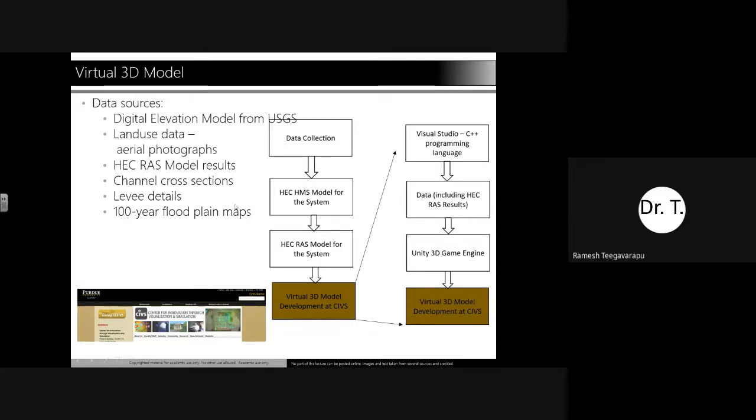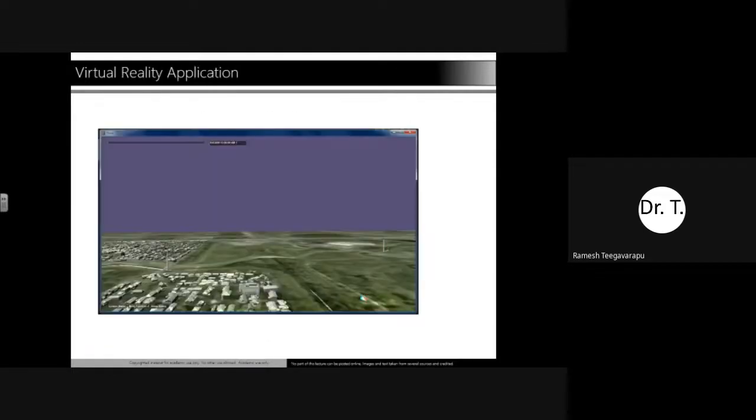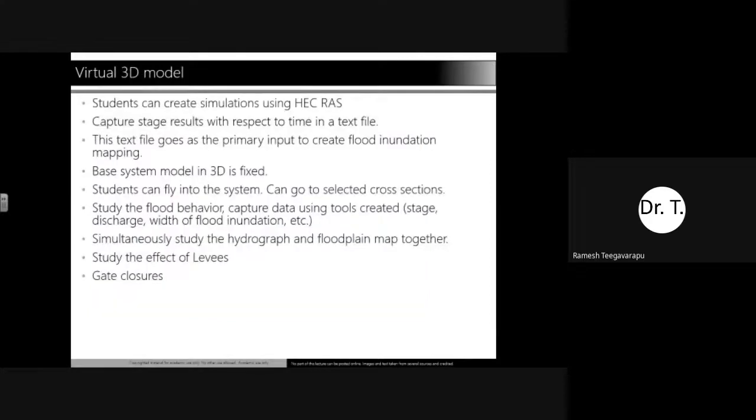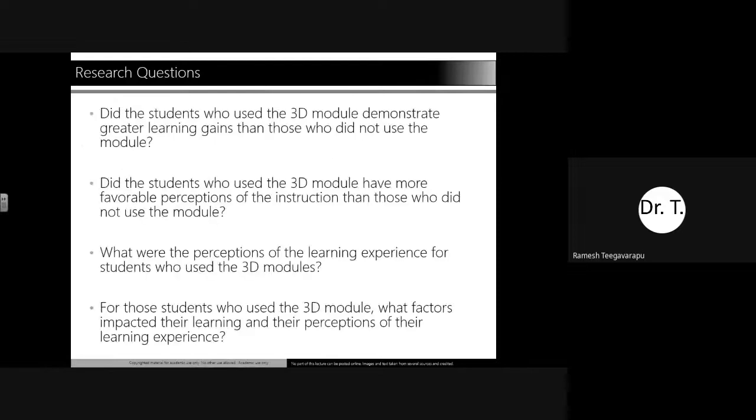And the software used was the Unity 3D game engine, so that we can develop the whole thing. The houses, the roads, the signs, everything was developed by students painstakingly, taking the aerial images and developing them into this. So let me go through this.